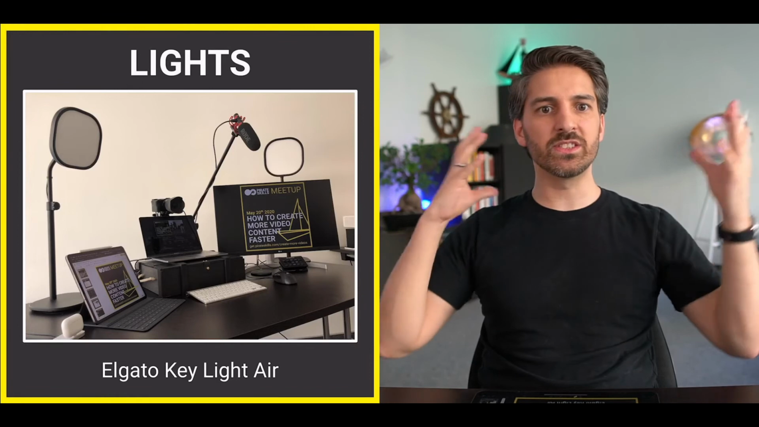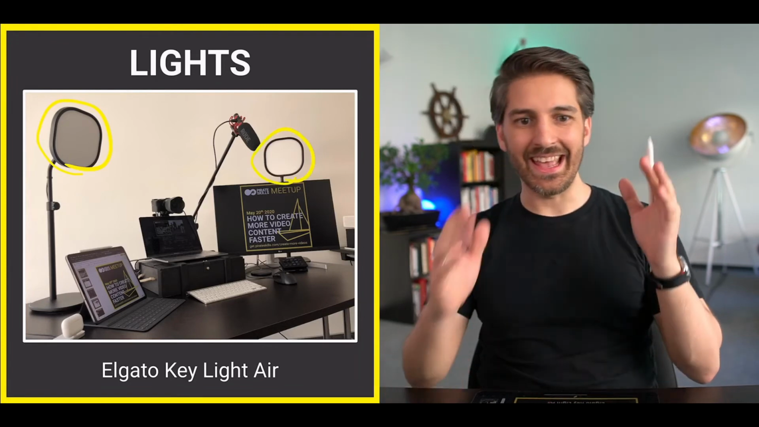Then it is highly recommended that you have some lights. And as you can see, I can make my lights a bit dimmer, a bit brighter, a bit warmer or colder, depending on the surroundings here. And these are called the Elgato Keylight Air.